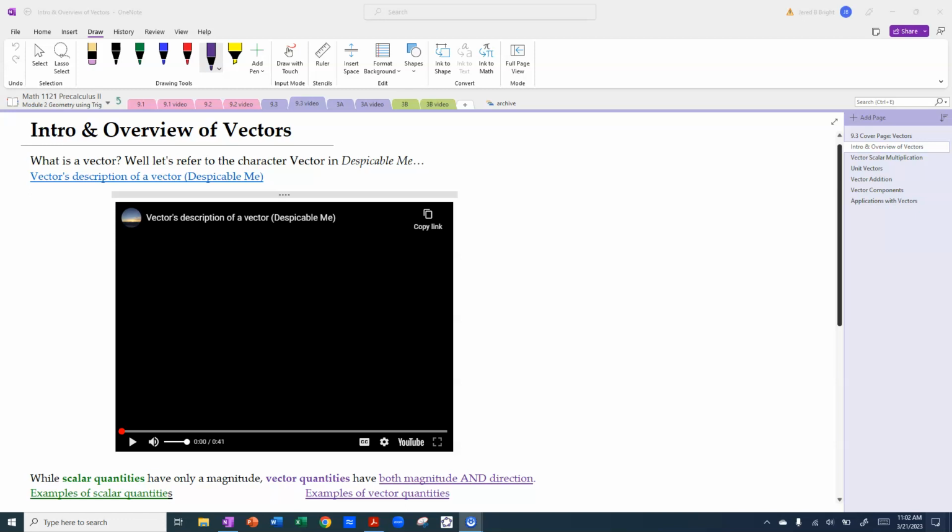As we study geometry concepts related to trigonometry, like law of sines and law of cosines, those were with triangles, we're going to talk about another geometric object called a vector. Maybe you've seen these before, maybe you haven't, but a vector is a very particular mathematical object, and to help us understand what a vector is, we're going to have Vector from Despicable Me to help us understand what it is.